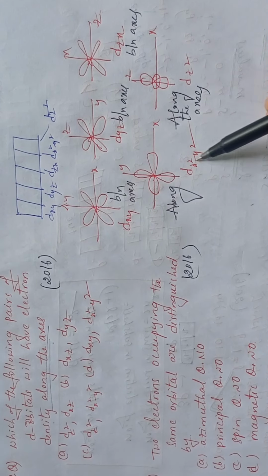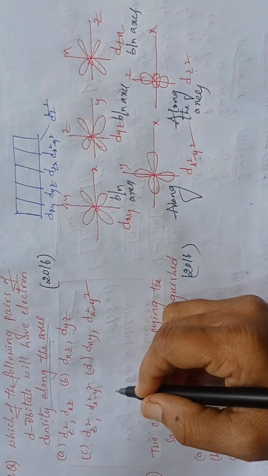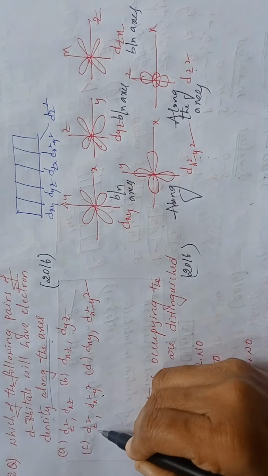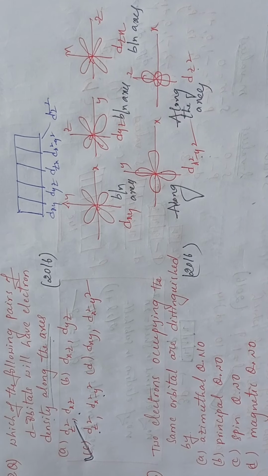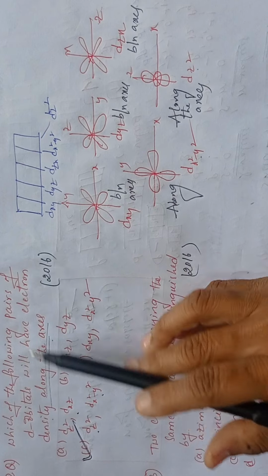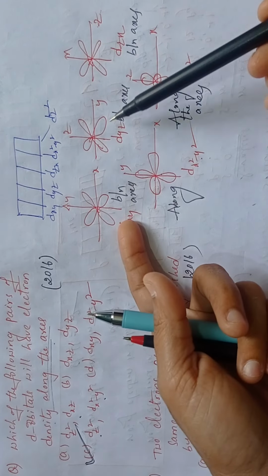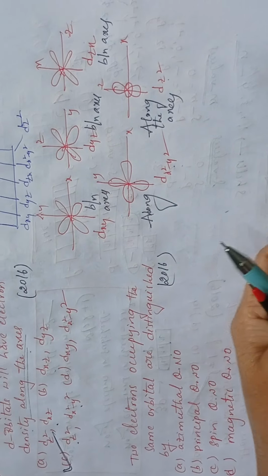Along the axis means which one? dx square minus y square, dz square. Which option is correct students? dx square minus y square, dz square. Option C is the correct answer. Are you clear students? If suppose in the question they asked electron density is present in between the axes, then this option is correct: dxy, dyz, dzx is the answer you have to write.